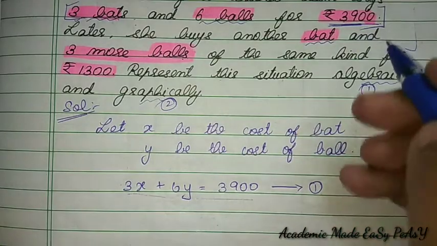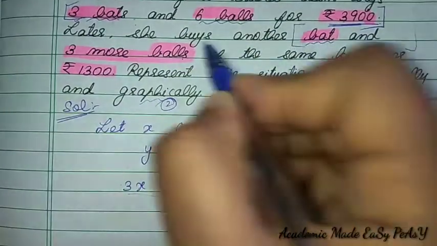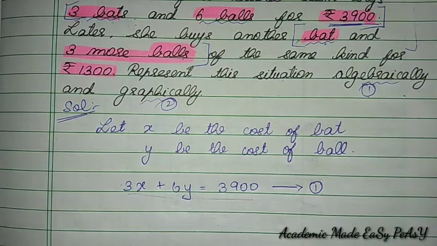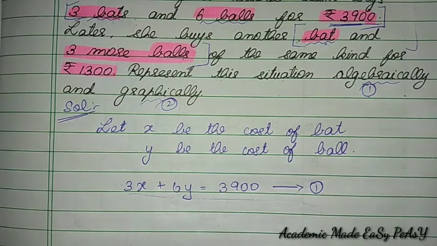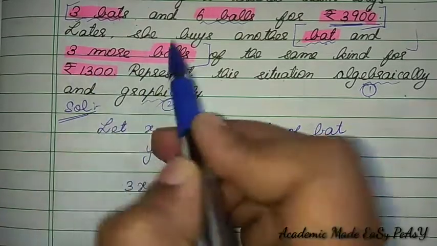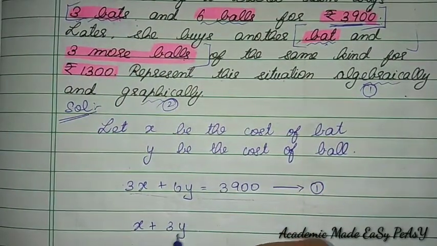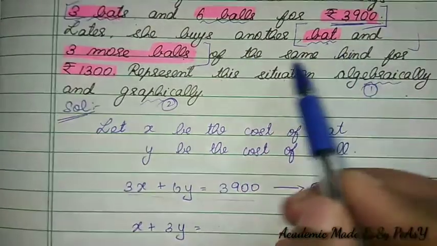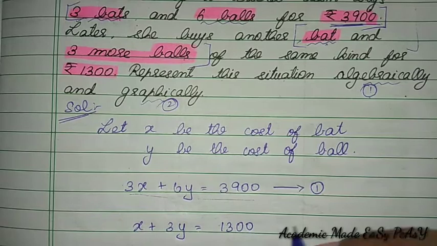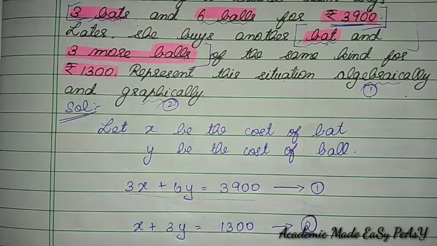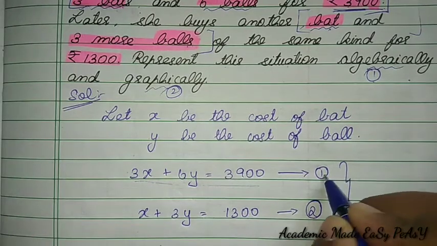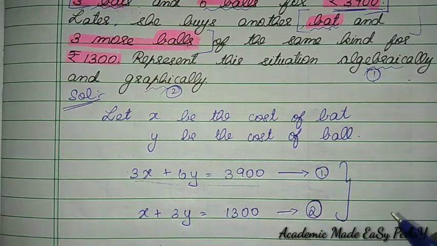So now I will move on to the second part of the question. Another bat. If it is bats only, it is more. No, so bat means only one. So I will take x plus 3 more balls. So 3y is equal to how much? It is 1,300. So this is my second equation. So the algebraic representation is this equation 1 and equation 2.